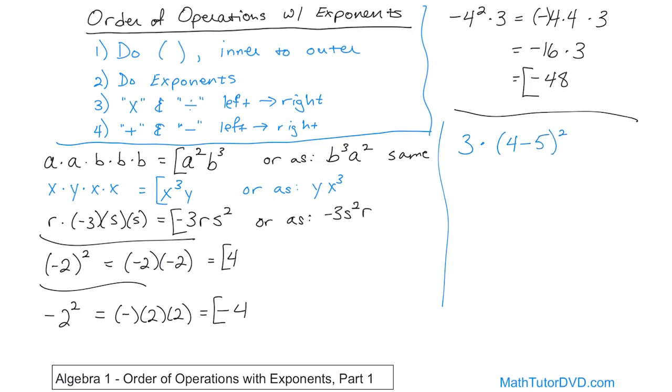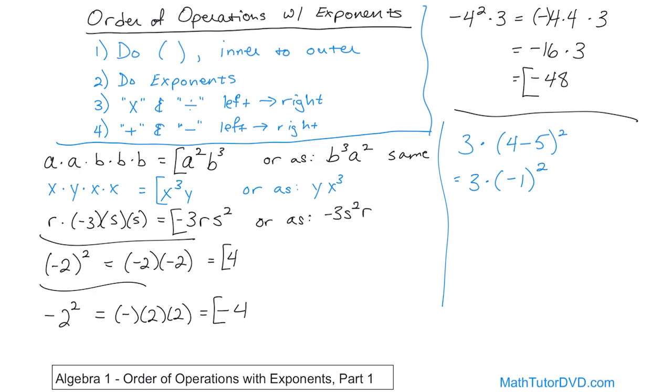So what do we first look for? Parentheses. That's the first thing we need to do, inner to outer. So you see we have the parentheses. We have to do that first. So let's rewrite everything. 3 times. What is 4 minus 5? 4 minus 5 is negative 1, because 5 minus 4 is 1 and the sign goes with the larger absolute value. And you still have this quantity squared.